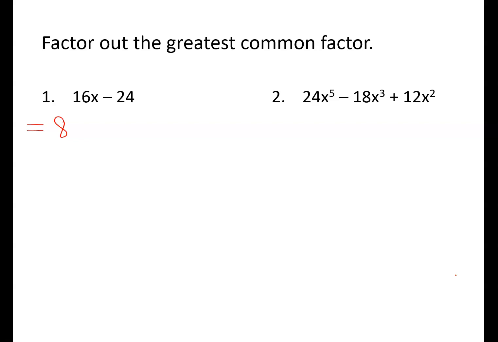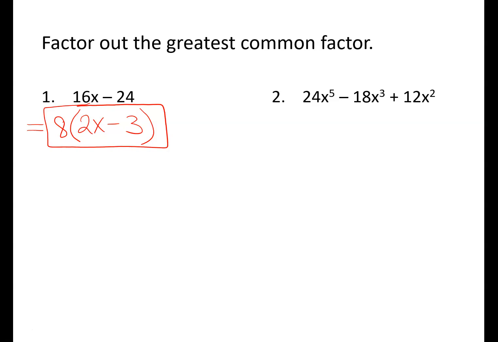Once you write down the GCF, you're going to open parentheses. And to get what goes inside, you divide each term by that GCF. So we're going to divide 16x by 8, which is going to give us 2x. And we're going to divide negative 24 by 8, which is going to give us negative 3, and then we close. So notice we've written a product, 8 times 2x minus 3. And that's our answer. Let's go ahead and box that in, which I would like you to do on quizzes and tests, so box in your answers.